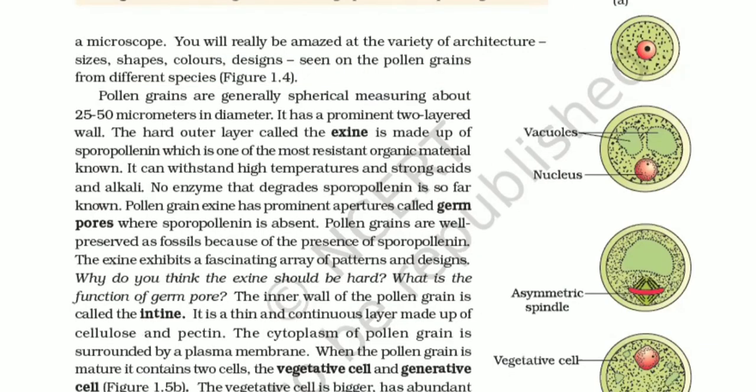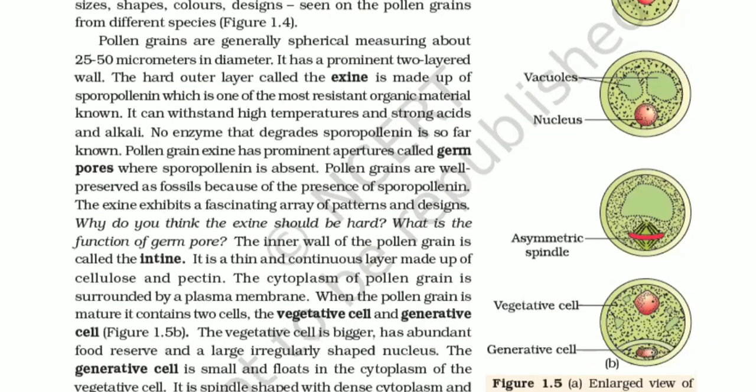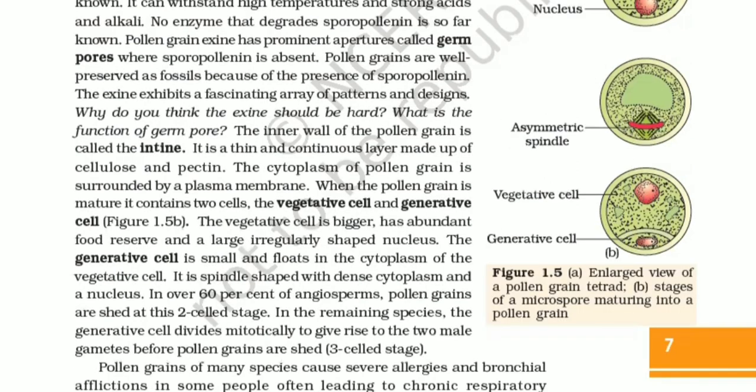Pollen grains are generally spherical, measuring about 25 to 50 micrometers in diameter. It has a prominent two-layered wall. The hard outer layer called the exine is made up of sporopollenin, which is one of the most resistant organic materials known. It can withstand high temperatures and strong acids and alkali. No enzyme that degrades sporopollenin is so far known. Pollen grain exine has prominent apertures called germ pores, where sporopollenin is absent. Pollen grains are well preserved as fossils because of the presence of sporopollenin.